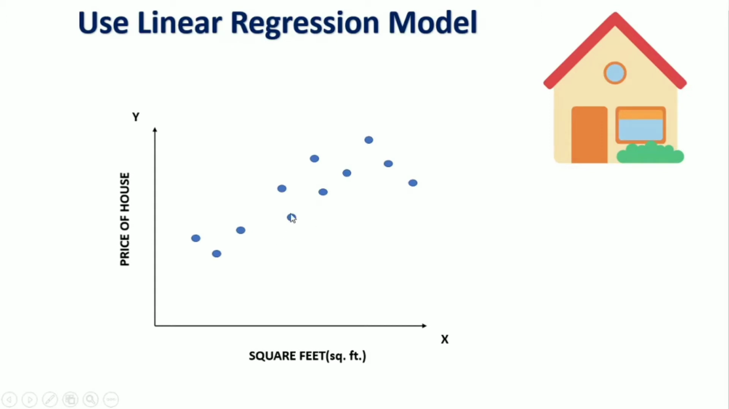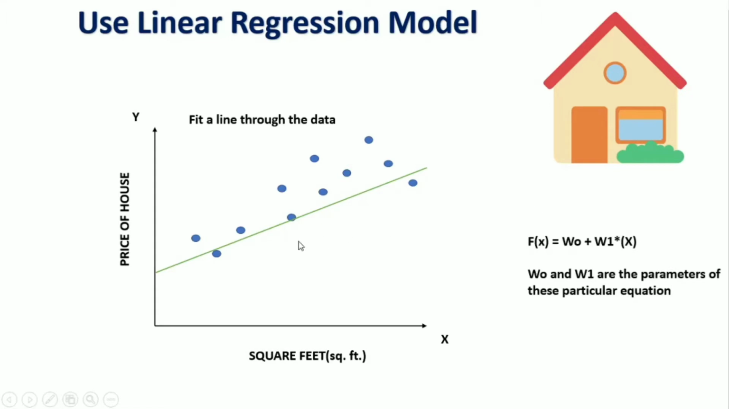So how can we make a model here? The best way is to fit a line. If we draw a line here, then it will be the best model for this dataset. Here you can see that I have made a line which is passing through these points.